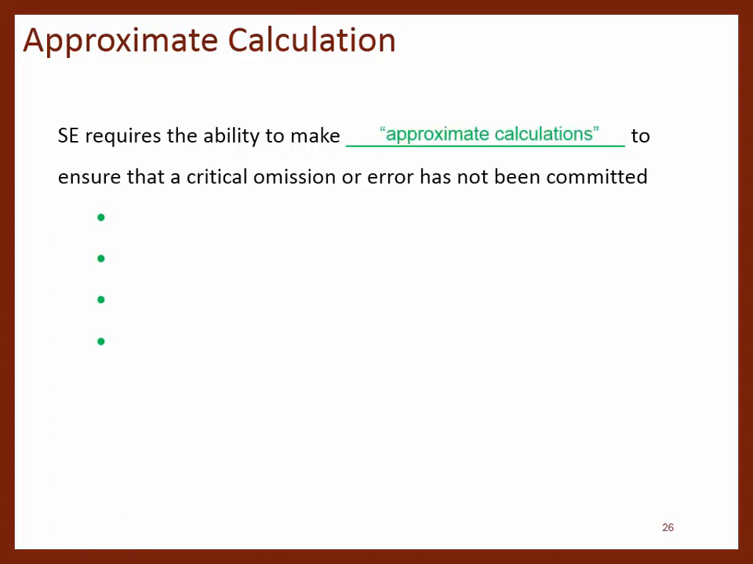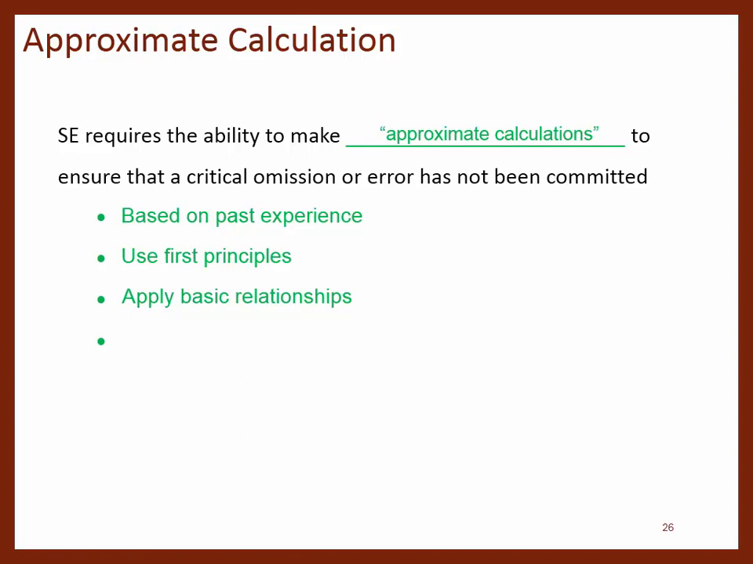Systems engineering requires the ability to make approximate calculations to ensure that a critical omission or error has not been committed, based on past experience, using first principles, and applying basic relationships. And as I mentioned, you will see how we build some diagrams that will allow us to get to this relationship and cause and effect, how these things are connected, and how those help you to make decisions and examine basic assumptions and conditions.